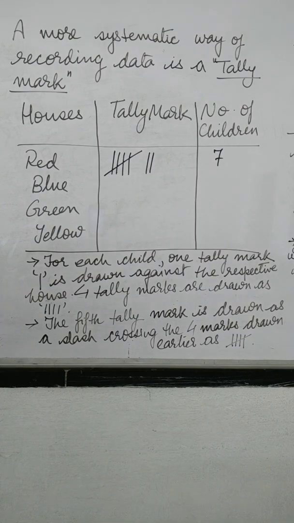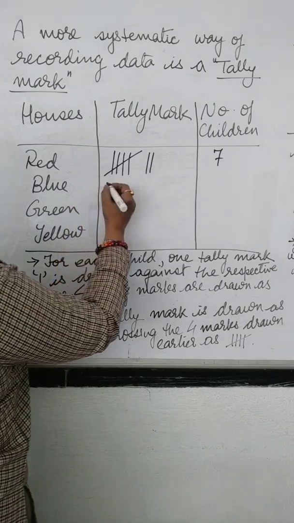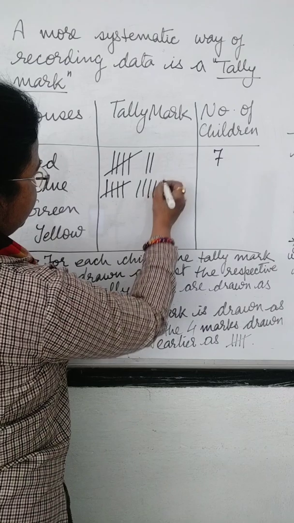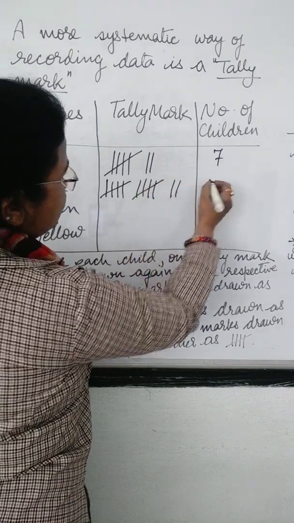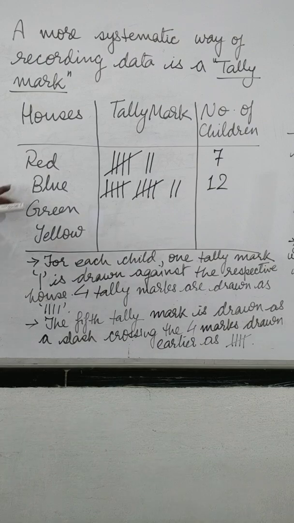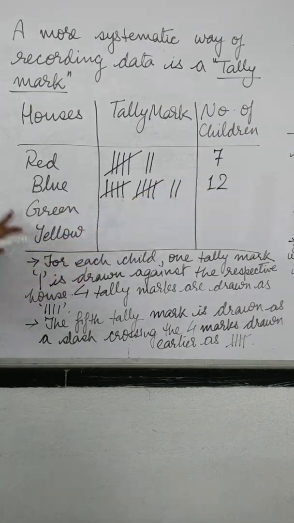How many in blue? This is 1, 2, 3, 4, 5, then 6, 7, 8, 9, 10, 11, 12. So how are we going to write? See, we write first 5, then another 5, that is 10, plus 2, 12. So it is easily recorded that blue is 10 plus 2, 12.